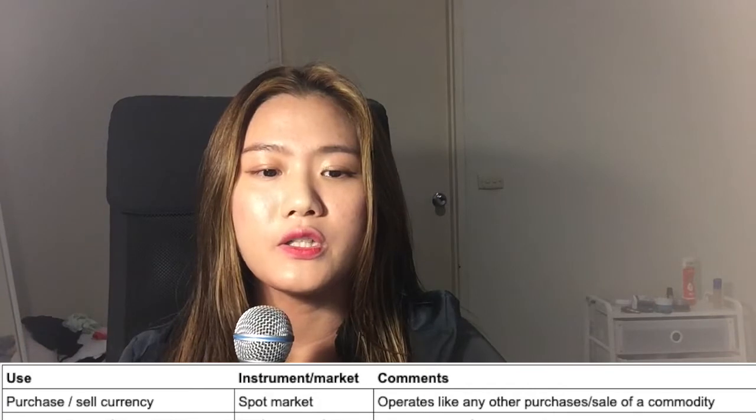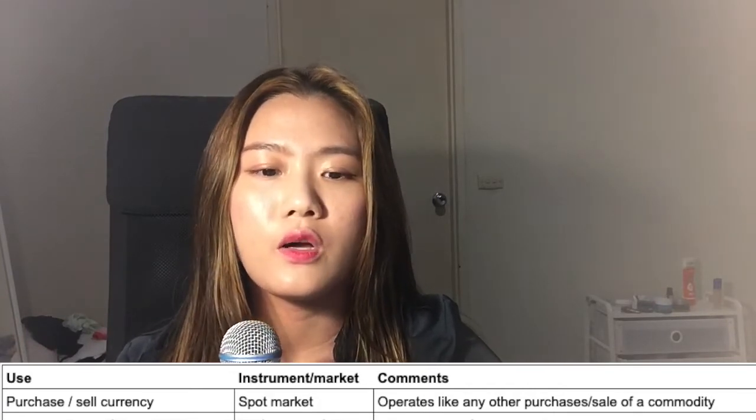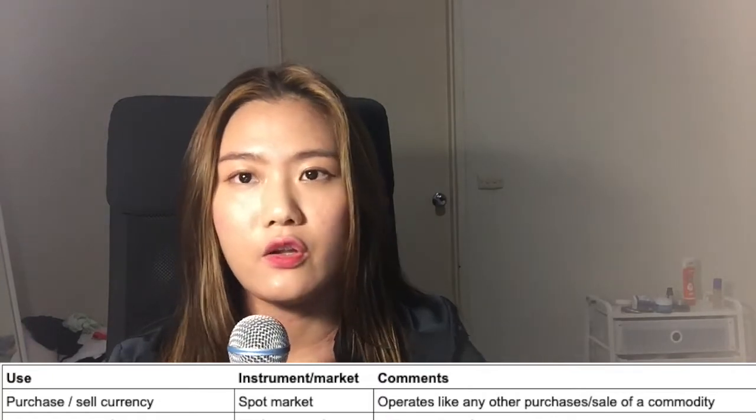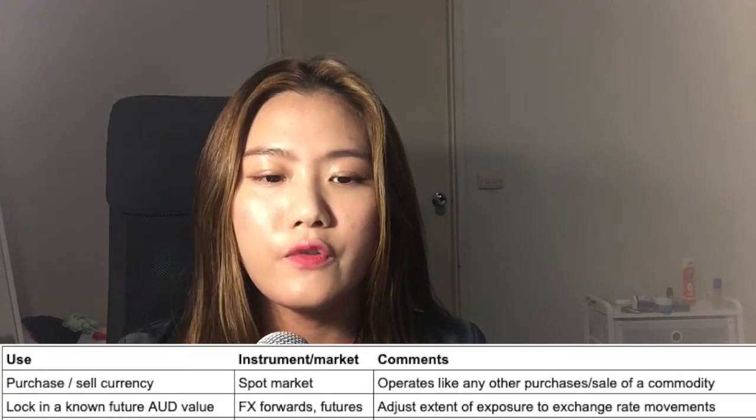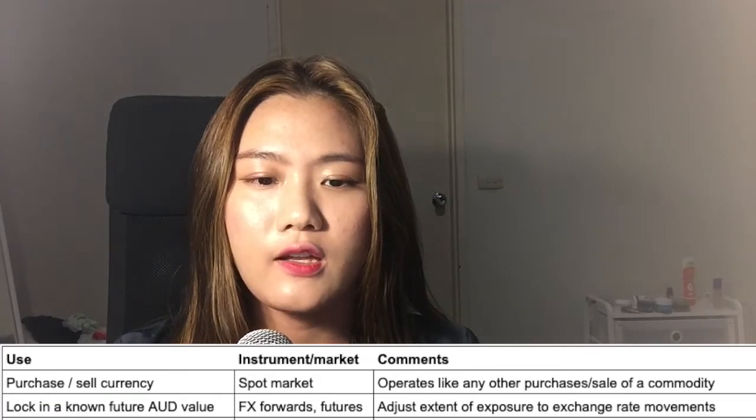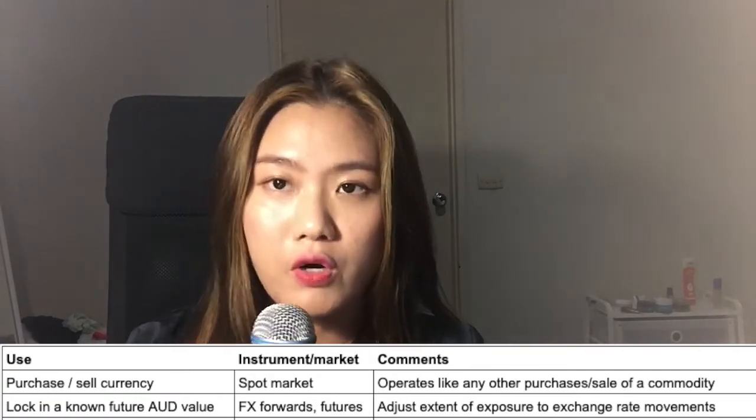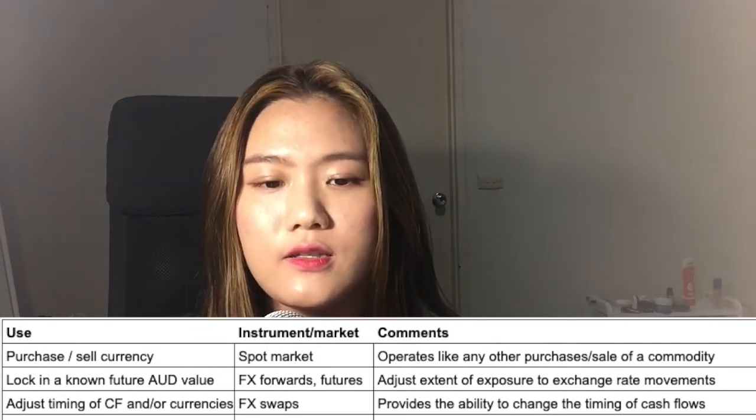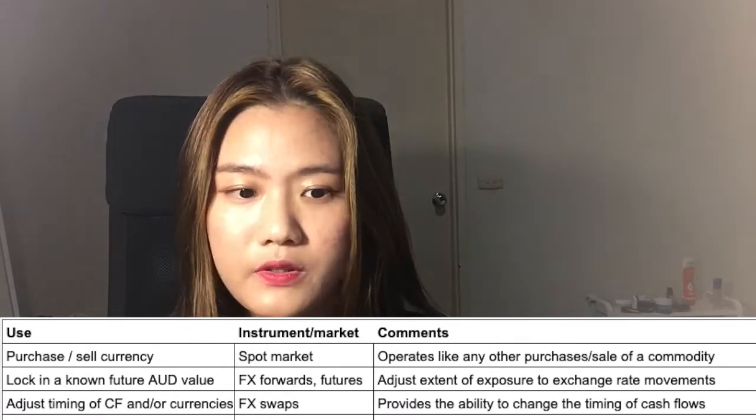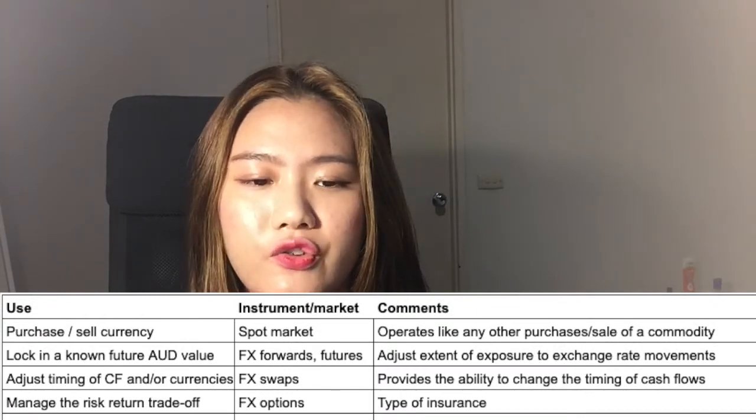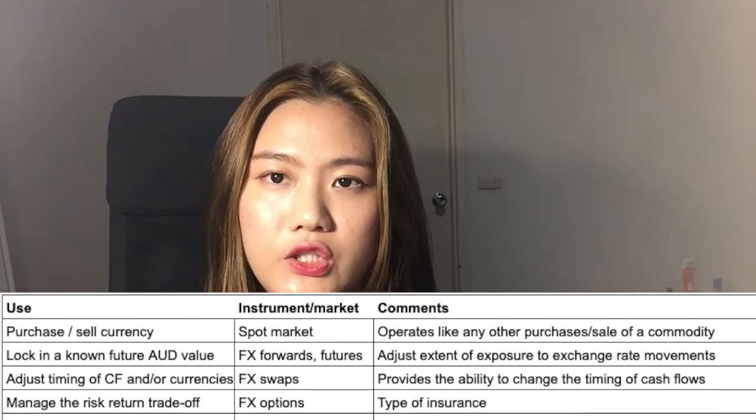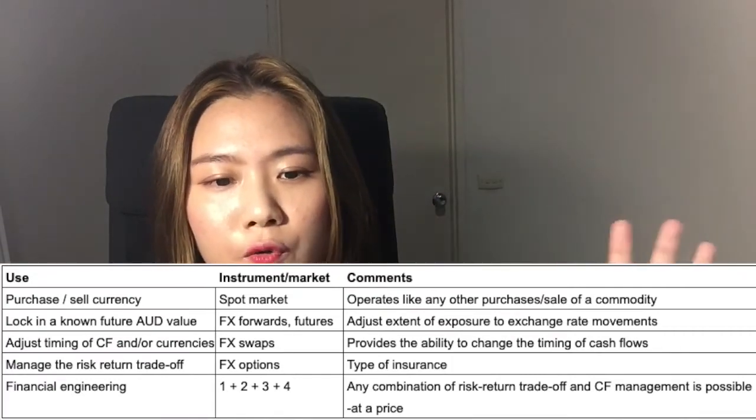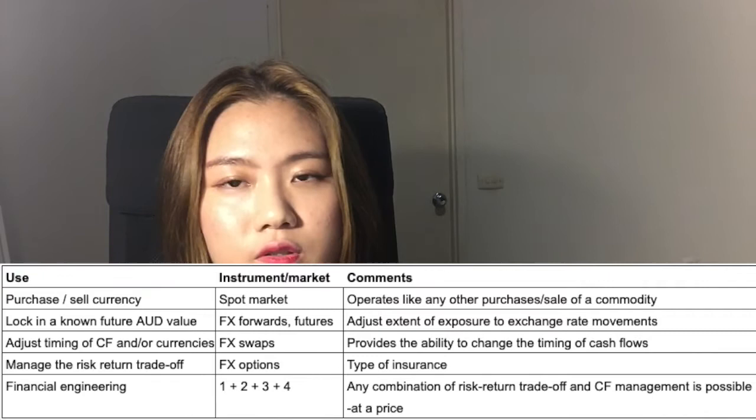When you want to purchase or sell currency, you will want to use the spot market, which operates like any other purchase or sale of a commodity. If you want to lock in a known future Australian dollar value, you will want to use foreign exchange forwards or futures. If you want to adjust the timing of cash flows or currencies, you will want to use foreign exchange swaps. If you want to manage the risk-return trade-off, you will want to use foreign exchange options. Financial engineering encompasses the whole of forwards, futures, swaps, options, and the spot market.